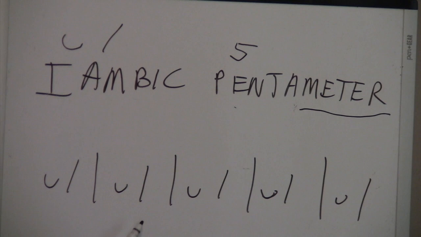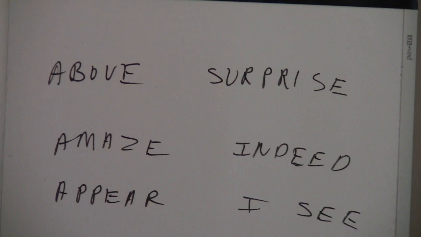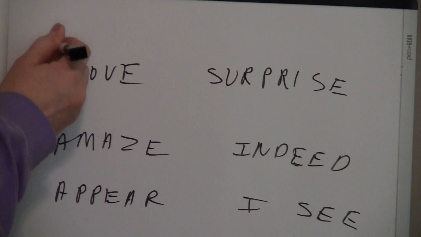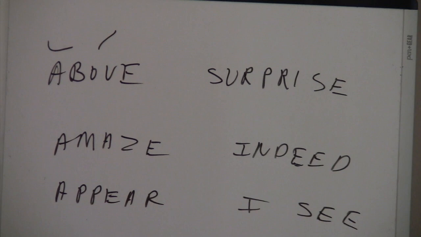Now let's talk about some words and phrases that take the iambic rhythm. So here we have some words and one phrase. Now, if you were to say each one of these words, you will notice that they naturally have the iambic rhythm. So saying the word above, the way you normally say it, you see how you don't emphasize the first syllable, but you emphasize the second syllable. So that has an iambic rhythm to it.